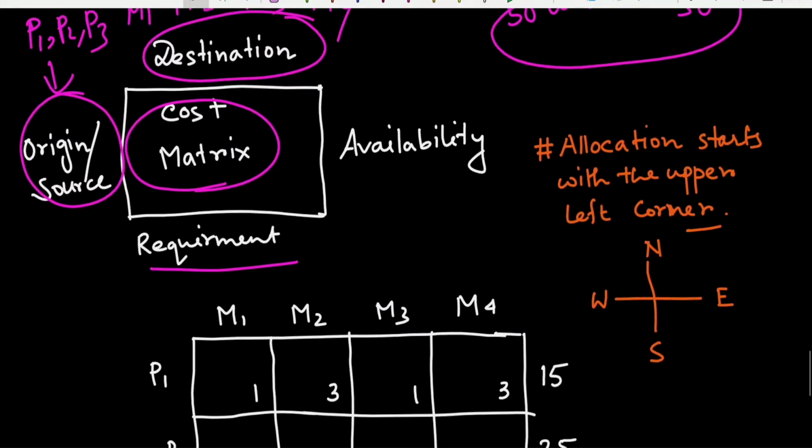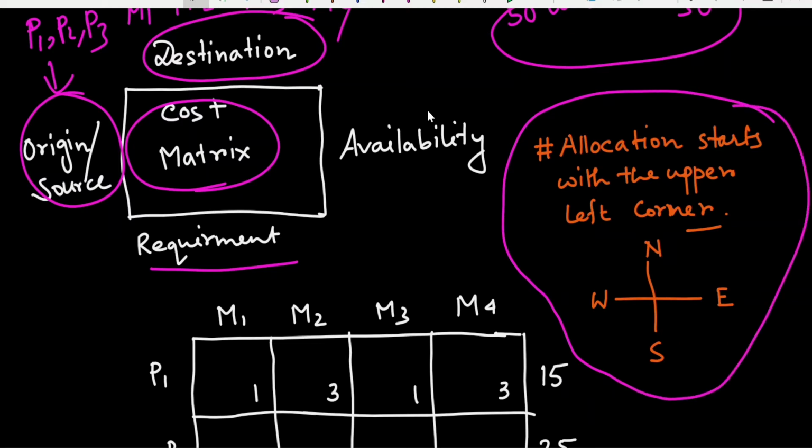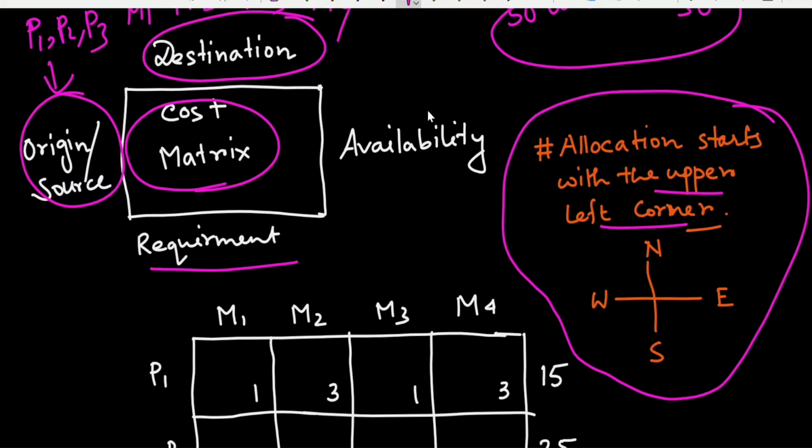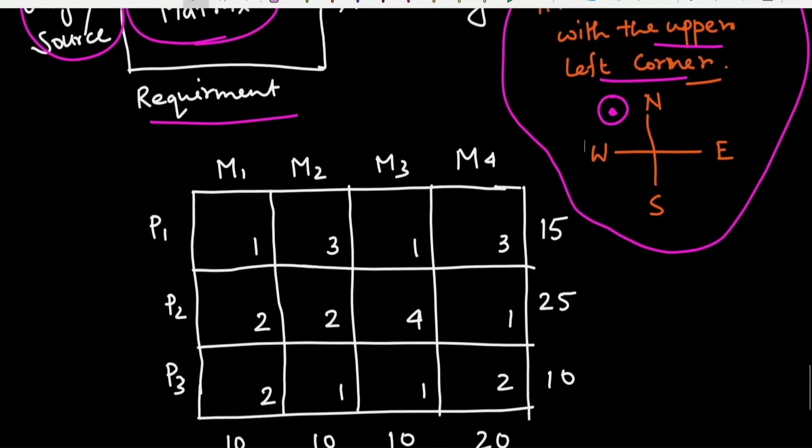Now here is a tagline for the northwest corner method. This is an easy method. When we first open the books to read the transportation problem, the first method that comes is the northwest corner method. The allocation starts with the upper left corner, so the name comes from northwest, that means this corner. This is the left and upper corner, therefore the allocation starts from the leftmost and uppermost cell. That's why the name is northwest corner method.